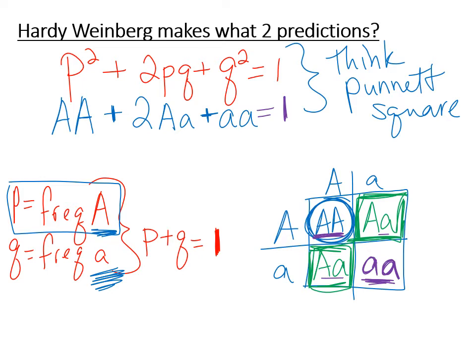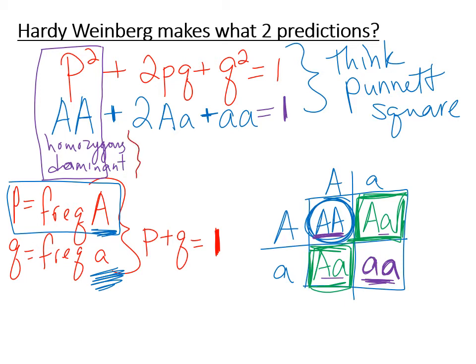P squared is homozygous dominant. Sorry, that was very sloppy handwriting. Then our second one is the hybrid genotype. And our third one is the homozygous recessive. Okay, so don't get confused when you see these letters and different values. Just keep in mind that ultimately all of your possible genotypes for that cross should result in one, because they're representing 100% of the possible genotypes. And P plus Q should equal one, because there are only two possible alleles.